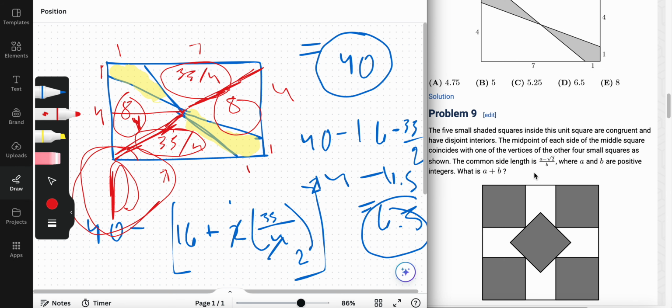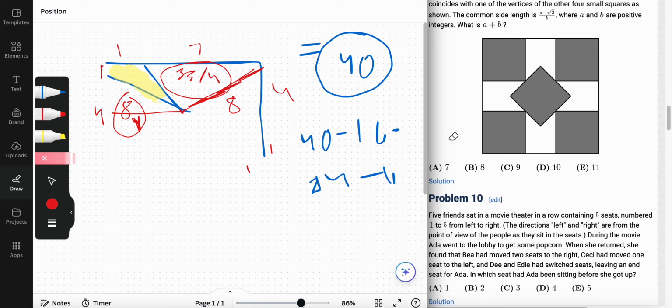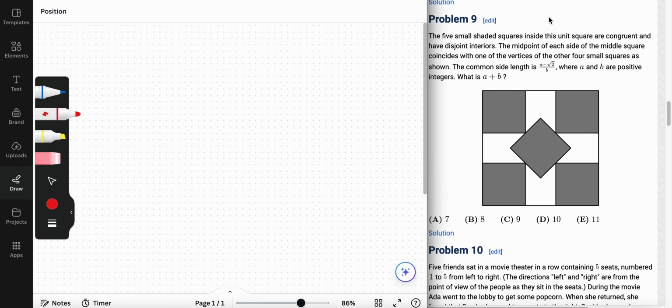Moving on to problem 9. Okay, problem 9 says that 5 shaded regions are 5 small shaded squares inside this unit square. Okay, it says unit square. It means this is 1, this is 1. Congruent and have disjoint interiors. Okay, I'll draw the whole thing again just to visualize it a little better.